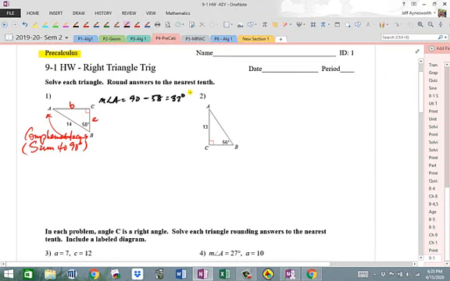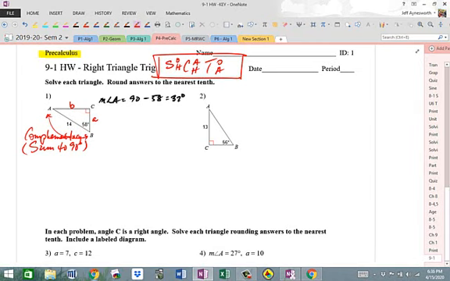Now all we have to do is figure out the side lengths. And so we're going to use some basic trig. We know that sine is equal to opposite divided by hypotenuse. We know the cosine is the adjacent divided by hypotenuse. And we know the tangent is equal to opposite divided by adjacent. So we know the basic definitions of sine, cosine, and tangent because we know SOHCAHTOA. And then we also need a graphing calculator or a scientific calculator.